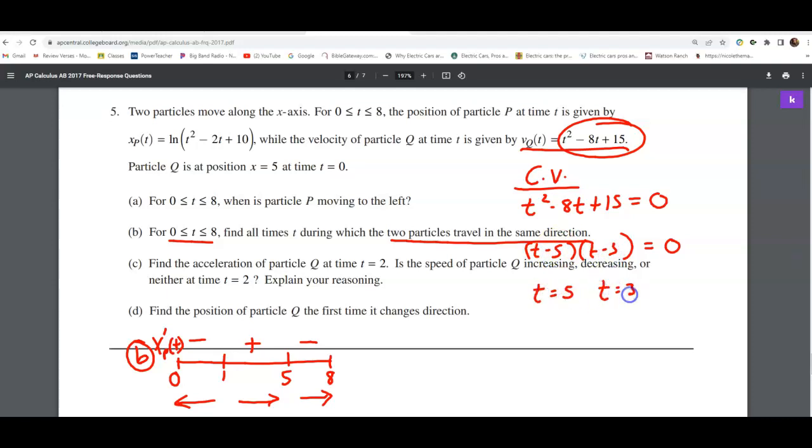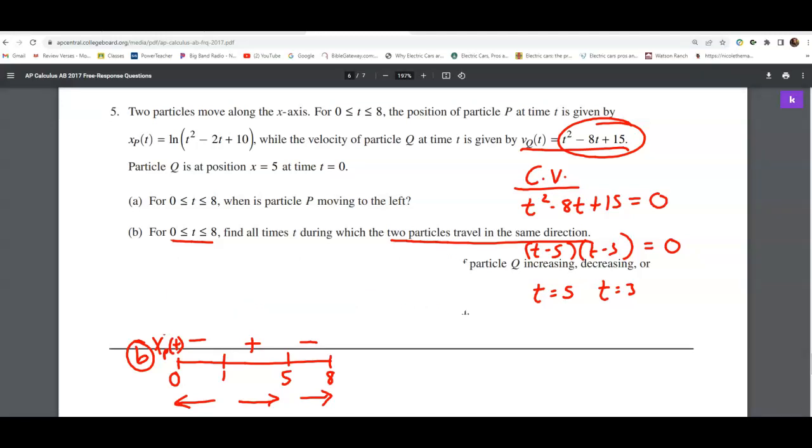I get two critical values, which is 5 and 3. So I'm going to make a number line test for that one also. I'm going to put it right above this other one. I think you'll find that that's helpful, and I'll explain why in a minute. But for now, 3. I'm going to put 3 right about here because I want it to be between the 1 and the 5. And then the other one is 5 here. And this is the number line test for VQ of T, all right?